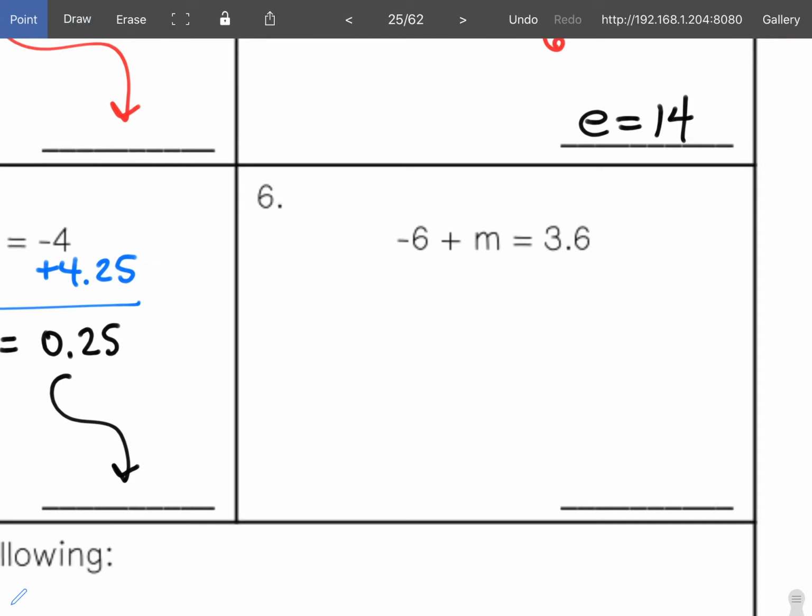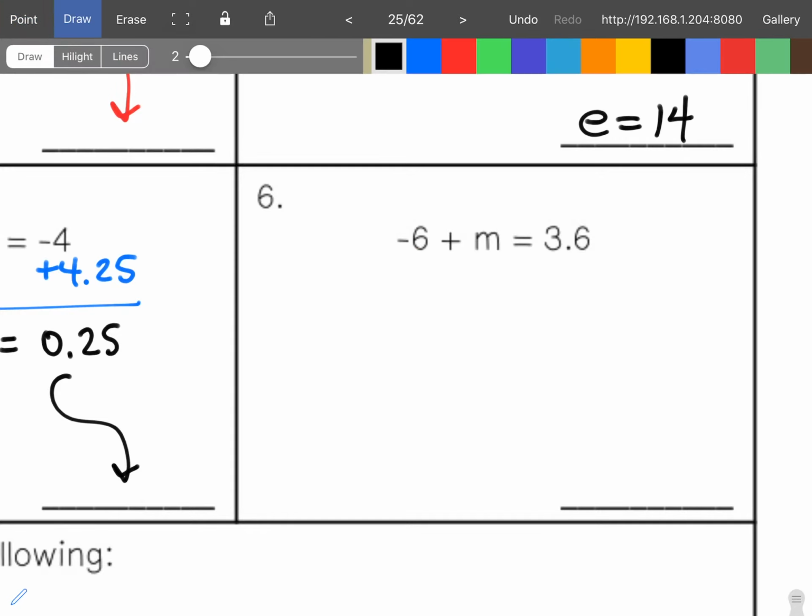Number 6. Now this one is a little bit tricky for some. So we see negative 6 plus m equals 3.6. And a lot of kids see this plus sign, so they want to subtract. But let's think about this. This is a negative 6 that we need to remove. So how could we remove a negative 6? Now this is addition. We are adding a negative 6. But if we were to add 6 to that negative 6, would that make 0? It would. And so because of that negative 6, we're going to add 6.